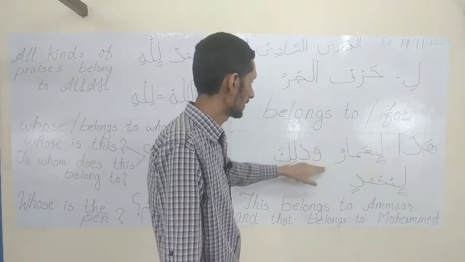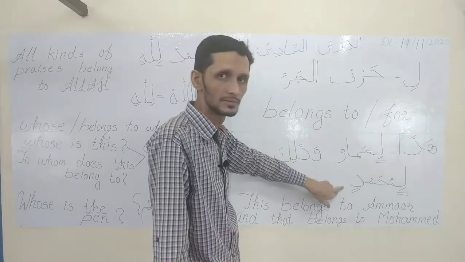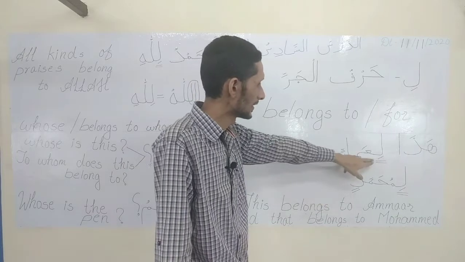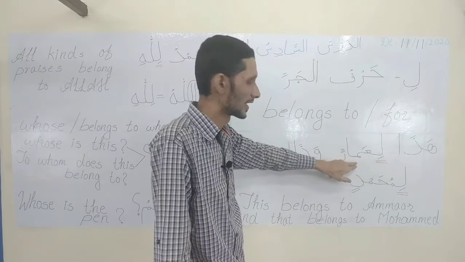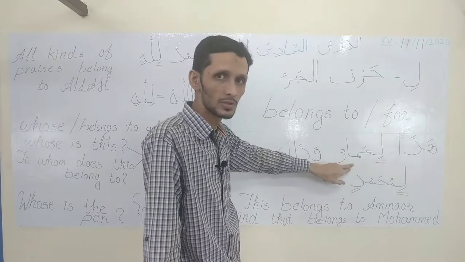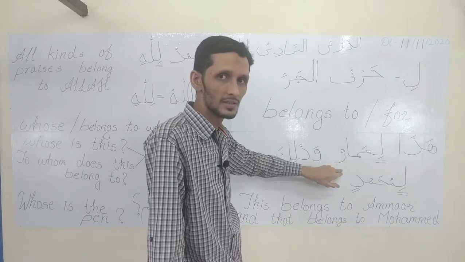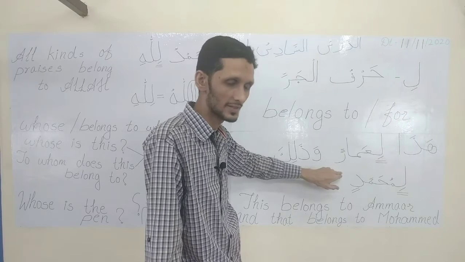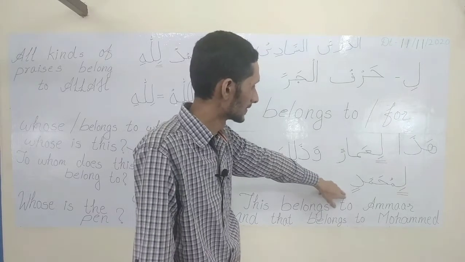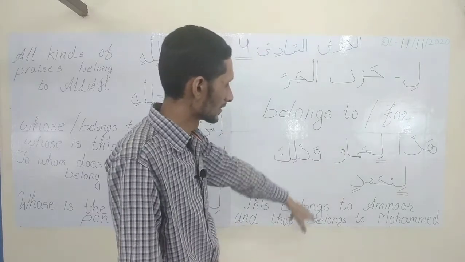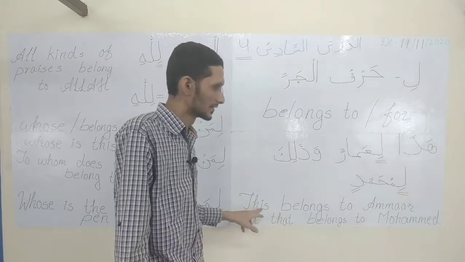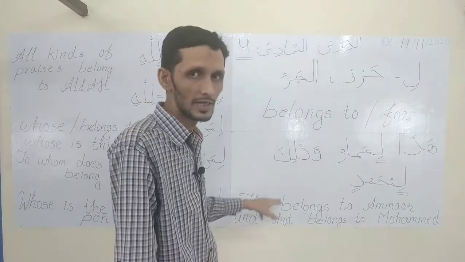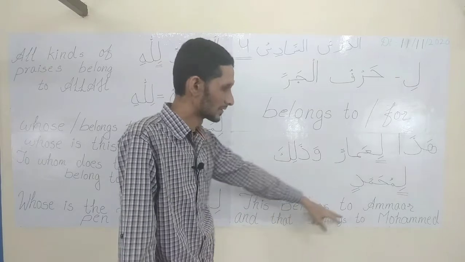Haza li Ammarin wa zalika li Muhammadin. As usual, the harful jar makes the noun after it majroor, means it takes the kasra sign. Any noun after harful jar takes the kasra sign. Same here. The meaning of the sentence is this belongs to Ammar and that belongs to Muhammad.